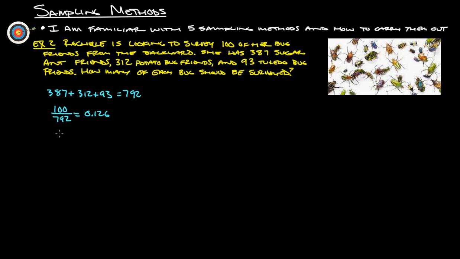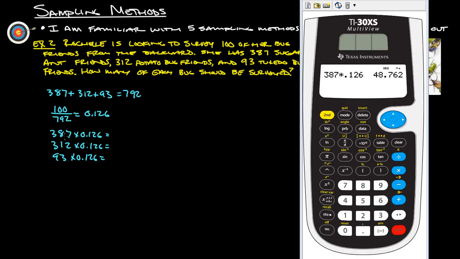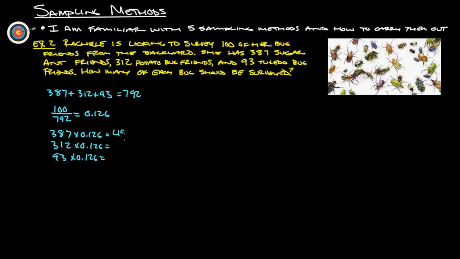Okay, so we're going to take 387 and multiply that by 0.126, 312, multiply that by 0.126, and then 93, multiply that by 0.126. And that should give us how many we should survey from each group. So 387 times 0.126 gives us 48.7. So let's go with 49, and that is sugar ant friends. So 49 SA, sugar ants.